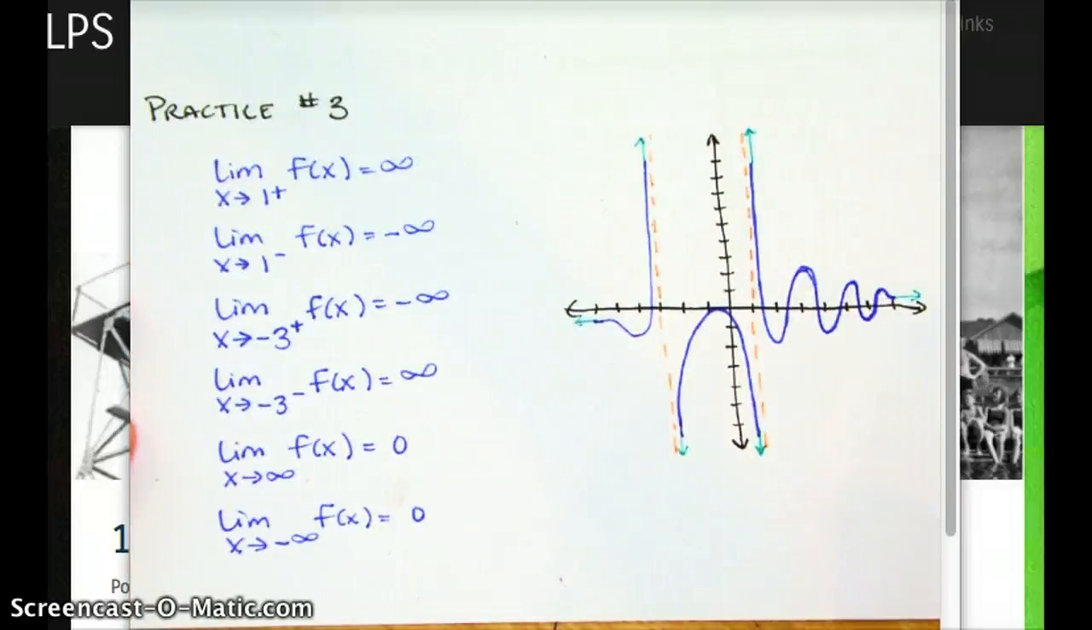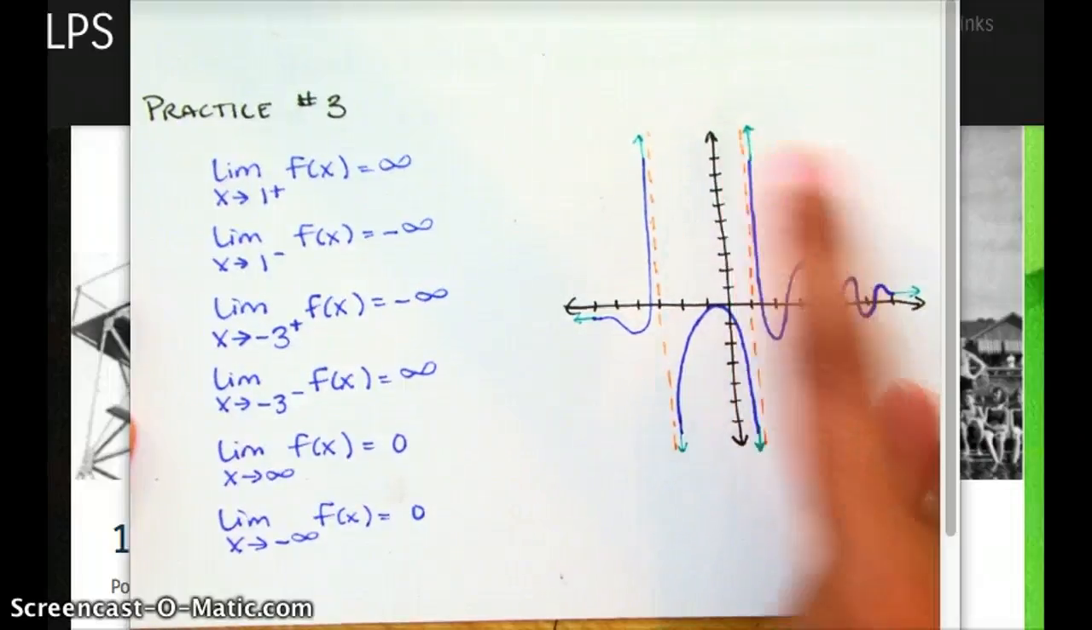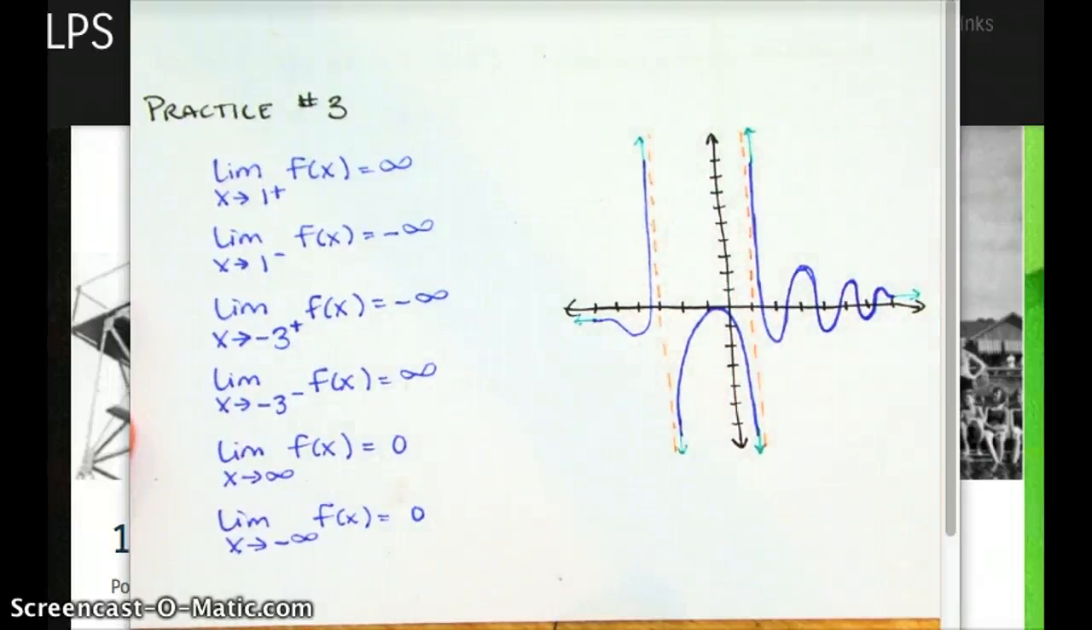And I was just having fun here. Obviously, you don't have to do this zigzaggy thing. What you have to do is vertical asymptote, horizontal asymptote. Okay, happy graphing.